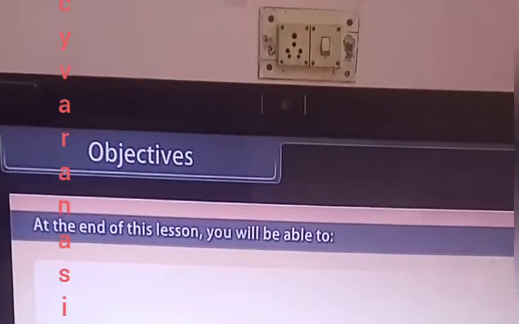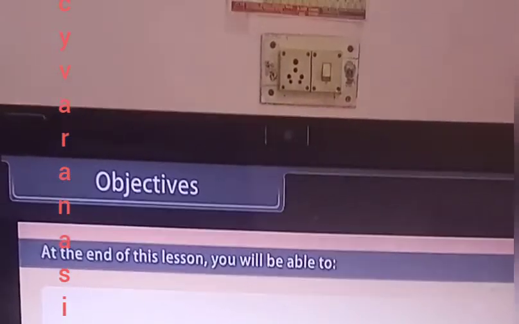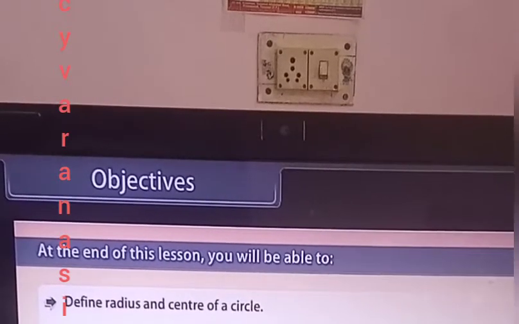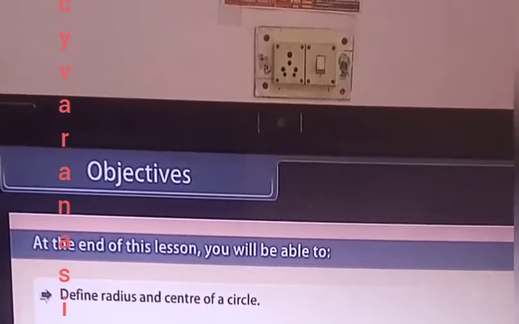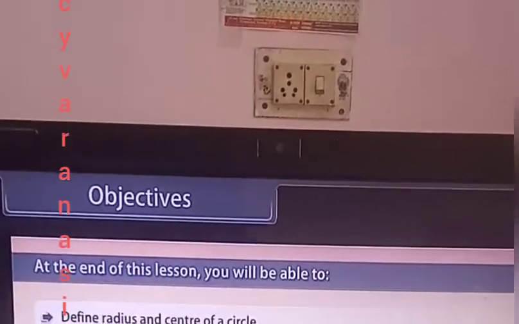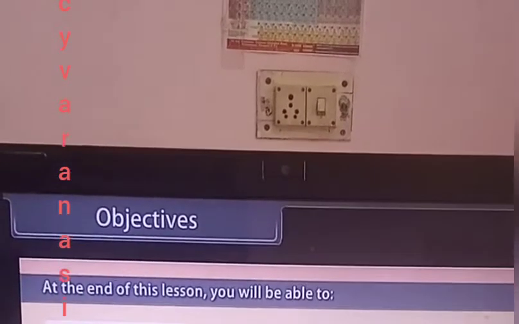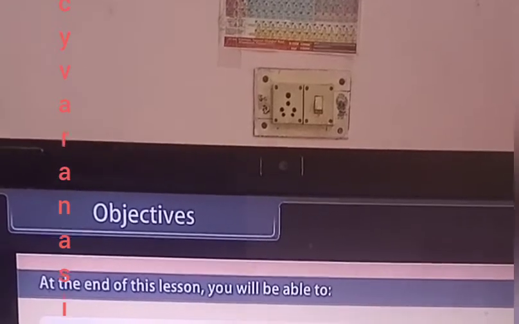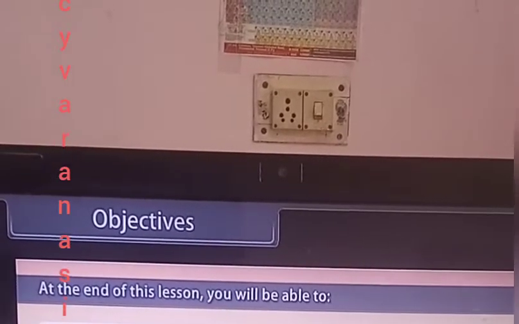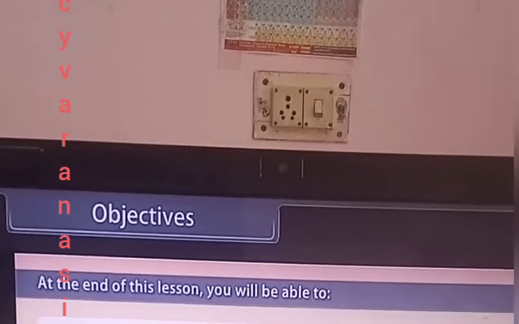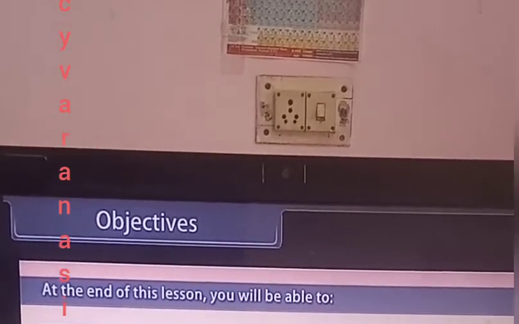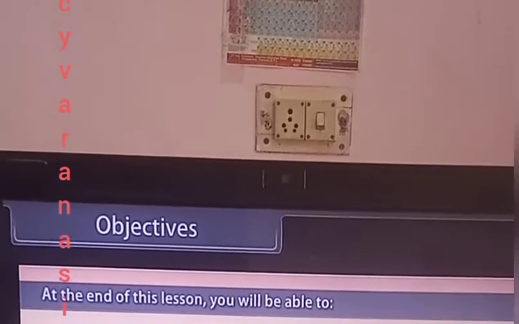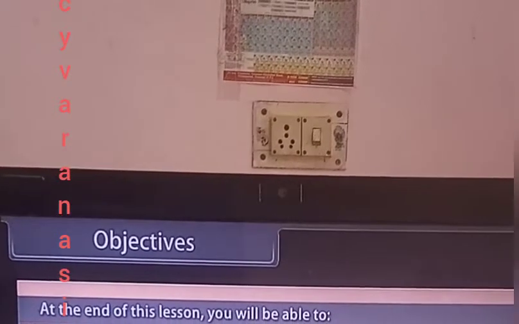Objectives. At the end of this lesson, you will be able to define radius and center of a circle, identify interior and exterior of a circle, identify chord and diameter of a circle, explain major arc and minor arc, define circumference of the circle, differentiate between sector and segment.